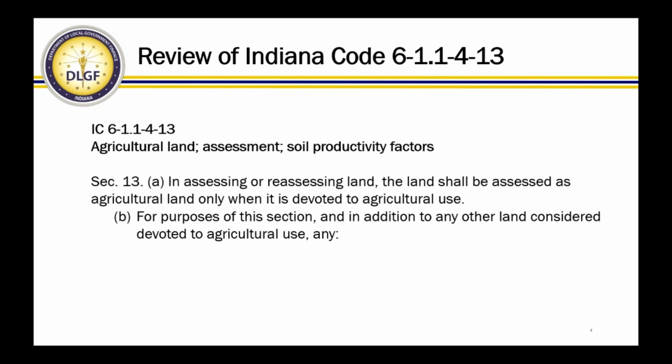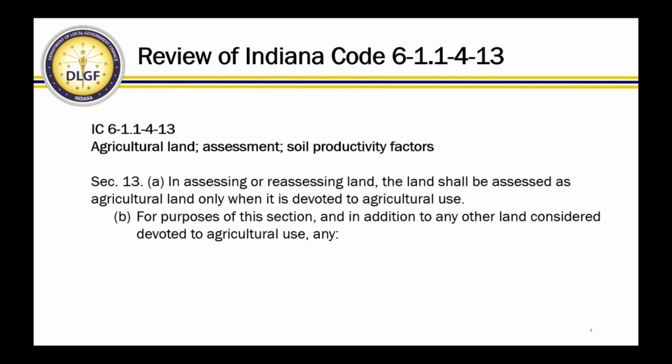For those of you that have contacted me in the past, a lot of times I will respond, especially in writing, with either an Indiana Code citation or an Indiana Administrative Rule citation. And in the case of agricultural land, the particular code citation is Indiana Code 6-1.1-4-13. And as you can see in paragraph A, I think the key phrase here is the land shall be assessed as agricultural land only when it is devoted to agricultural use. And we'll talk about what some of those uses are in a minute.